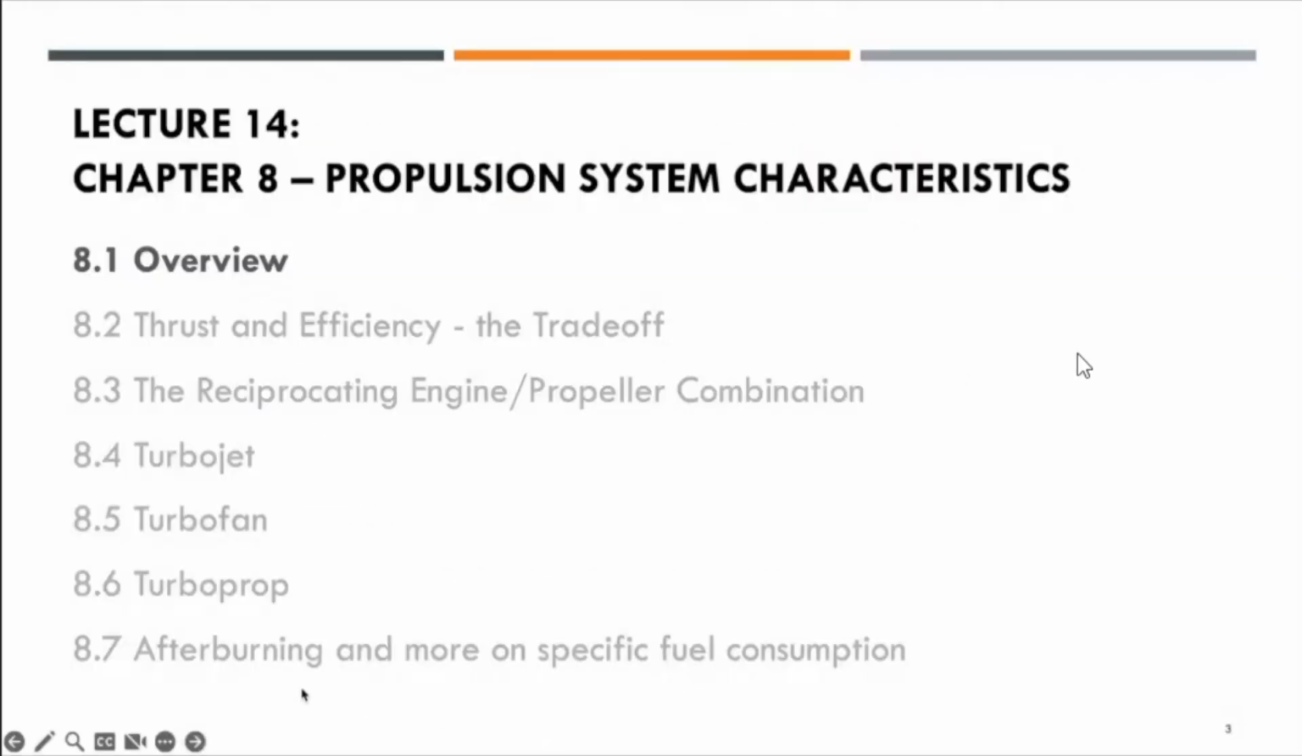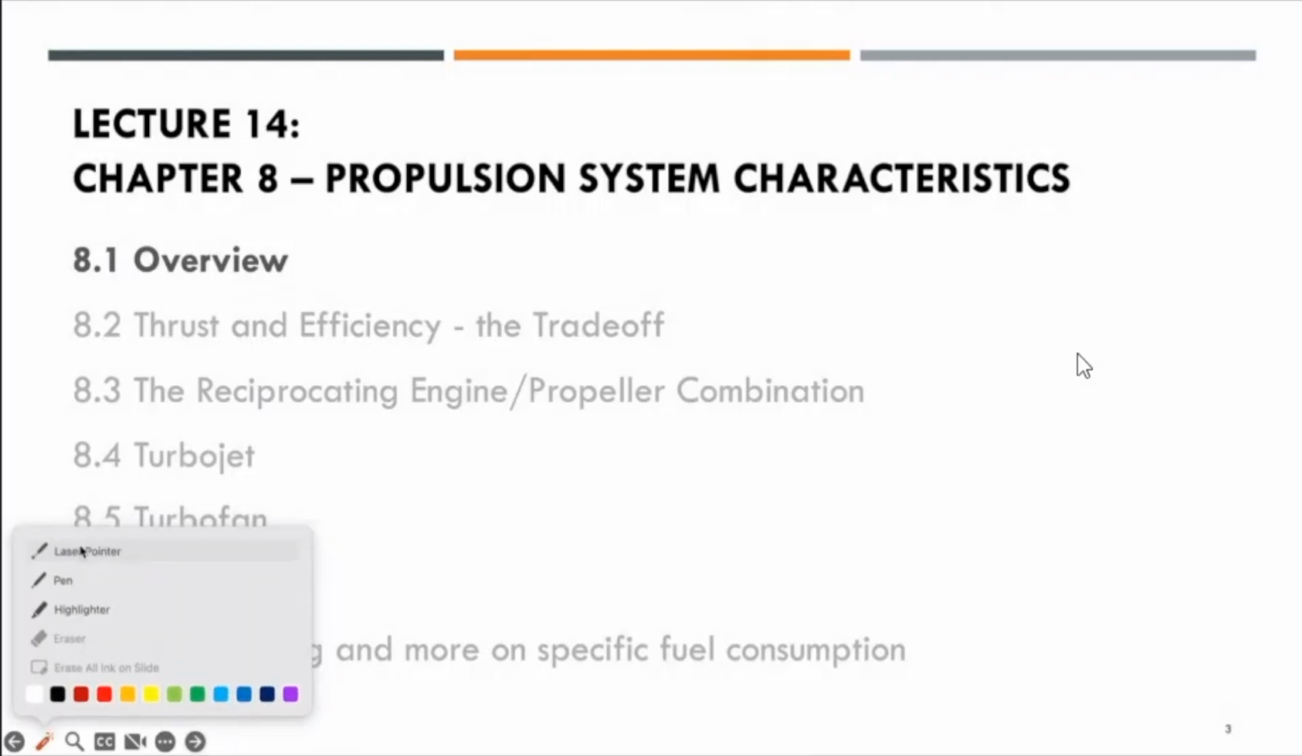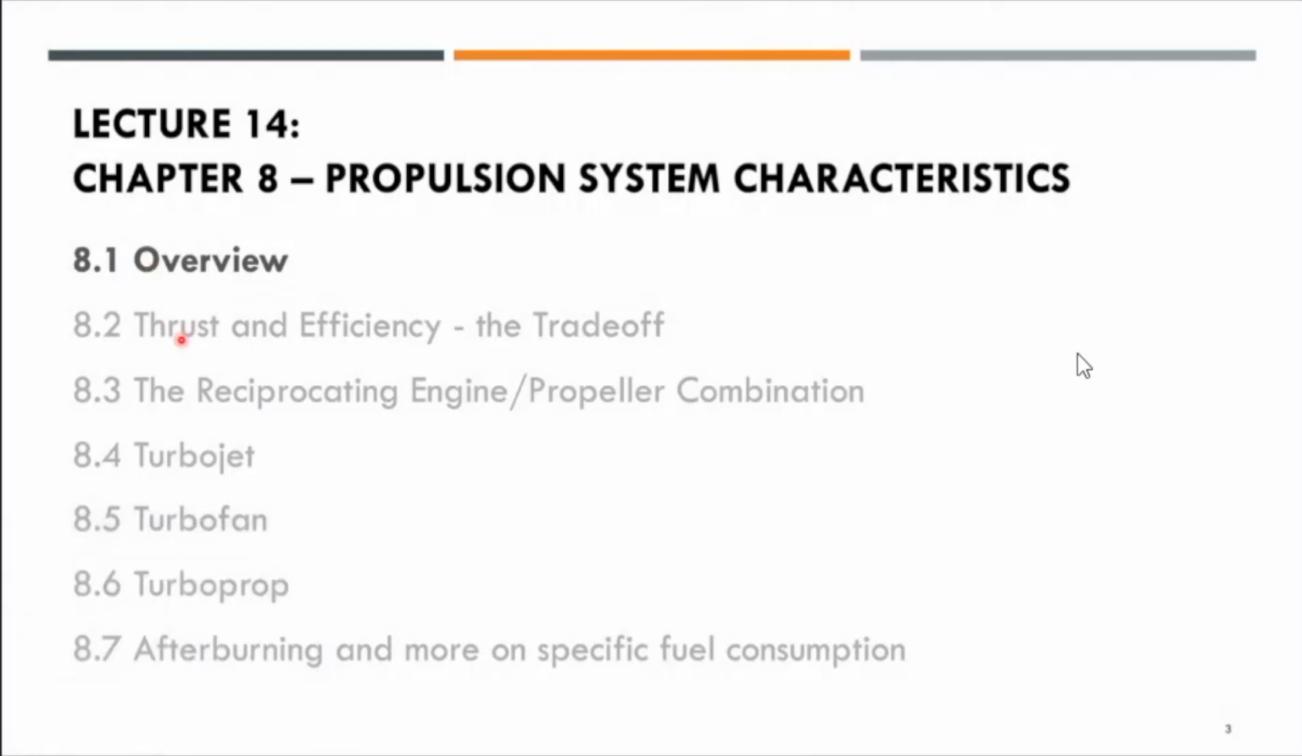We have around 7 subtopics, but for today we are only going to cover the first 3. We are going to look at the overview, the thrust and efficiency, the trade-off, as well as the reciprocating engine propeller combination. Okay, and in our final lecture, lecture 15, we will look at the remaining subtopics.